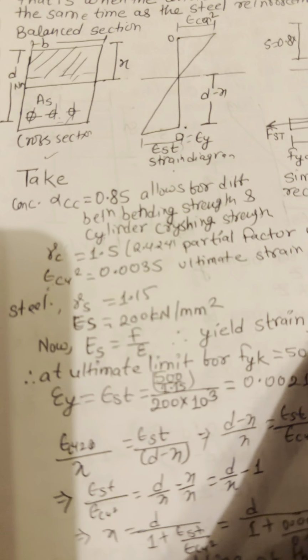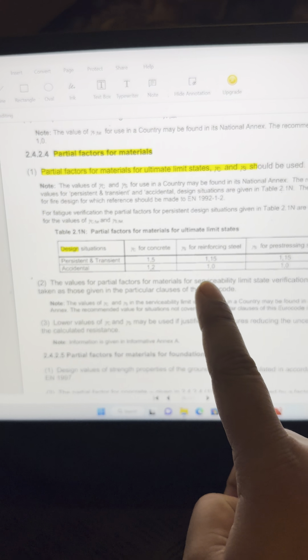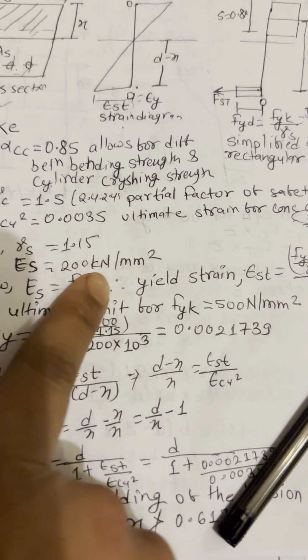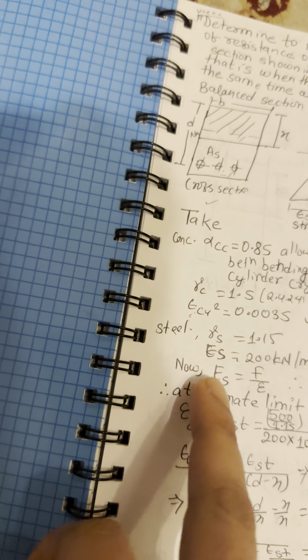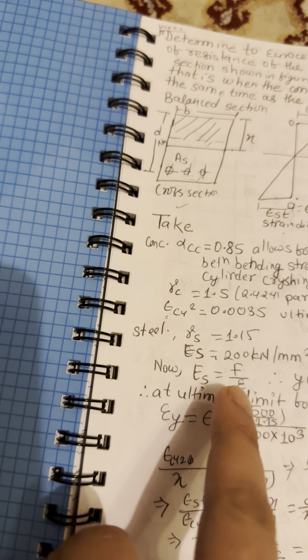It is not here, but I will show the partial factor of safety for concrete is 1.5. It is 1.5 for concrete, and for reinforcement it's 1.15. And then we have taken the Young modulus of steel as 200 kN per mm square, and Young modulus of steel is equal to stress upon strain. Okay, and we have the formula here.